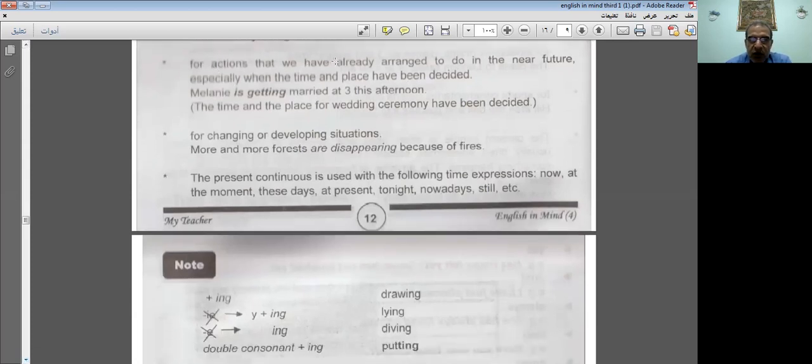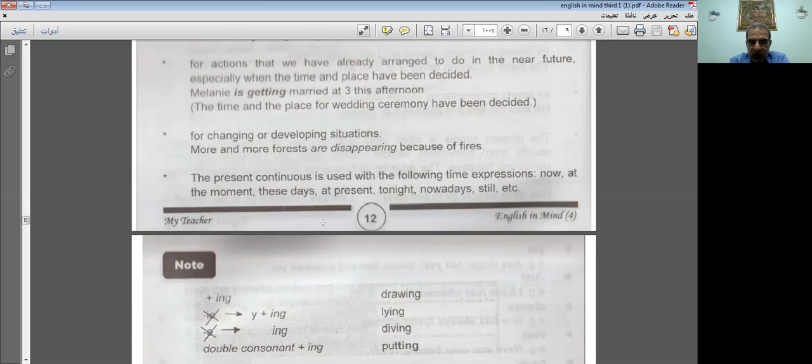For actions that we have already arranged to do in the near future, especially when the time and place have been decided. Okay, Malin is getting married at 3 this afternoon. Of course, they have arranged the time and the place, and the wedding ceremony details have been decided before. For a changing or developing situation: more and more forests are disappearing because of fires.